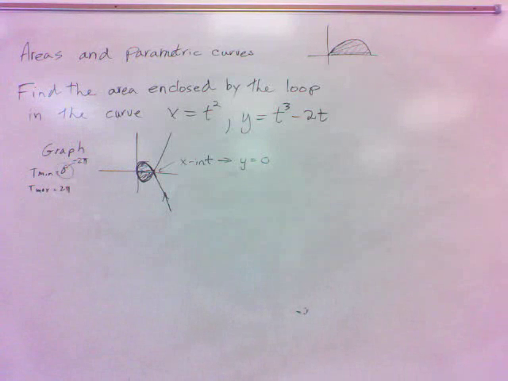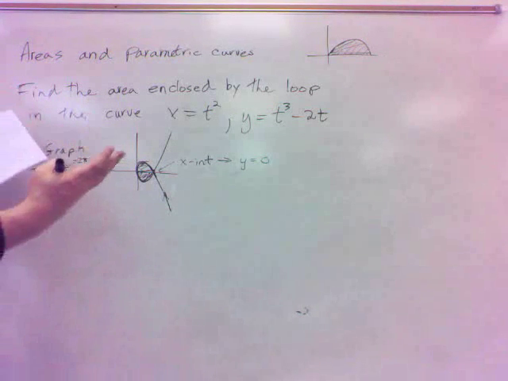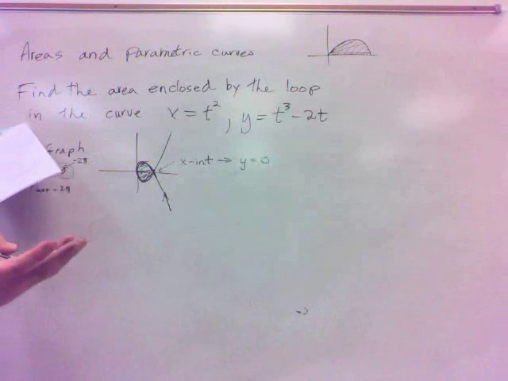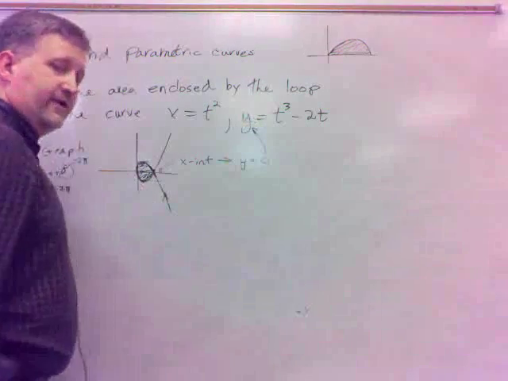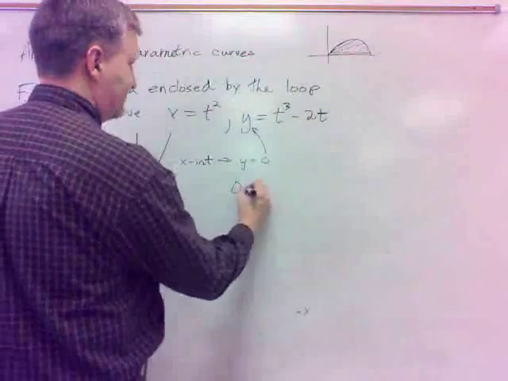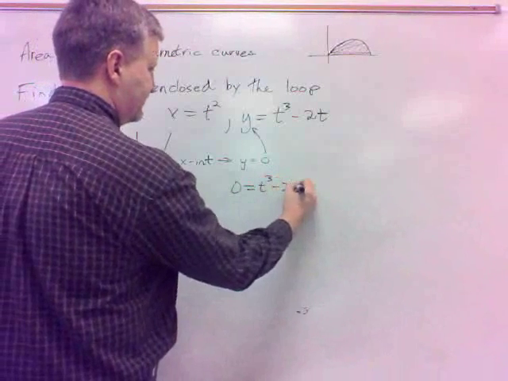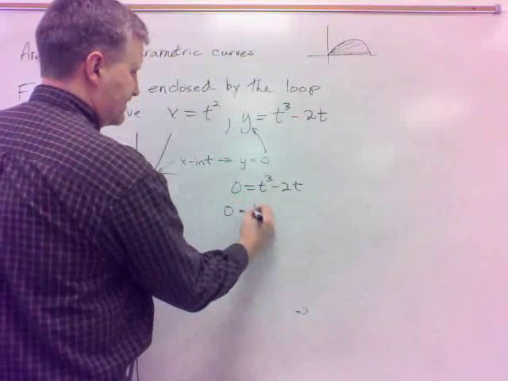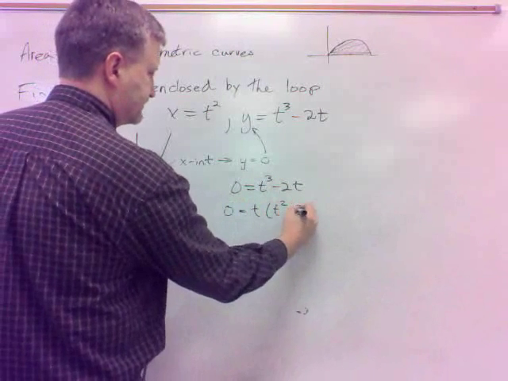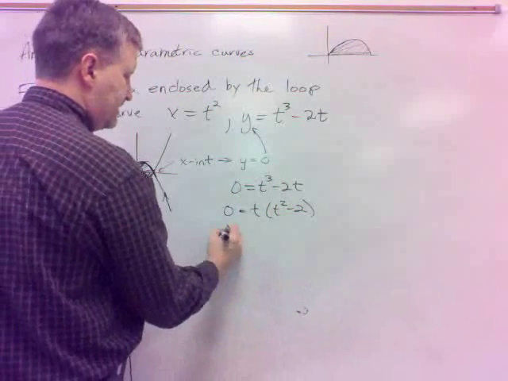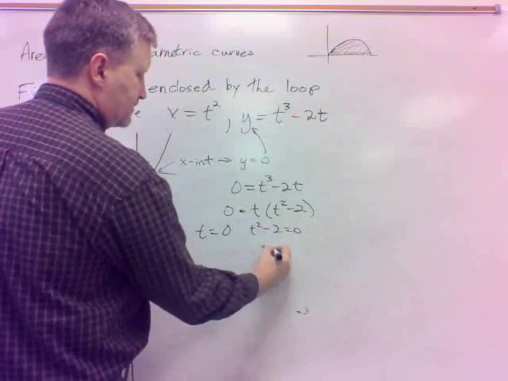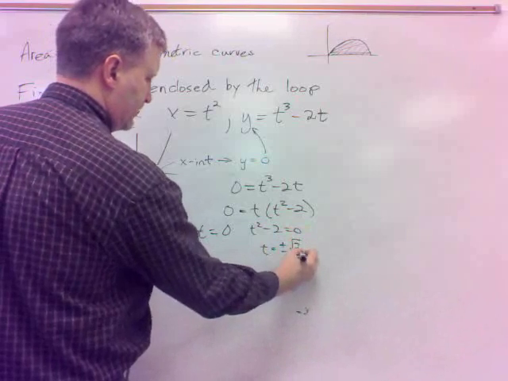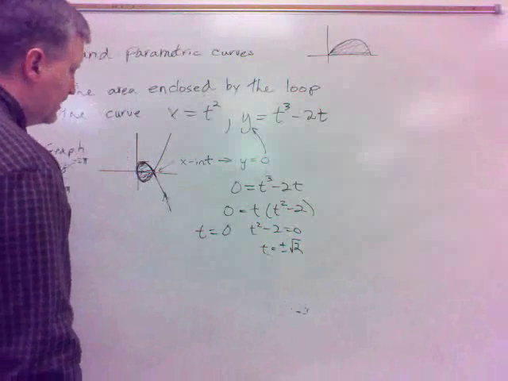I need to know where, for this function, I've got y equals 0. Well, I've got a y equation there. Let's just set y equals 0. Well, that solves out pretty nicely. Factor off the t, t equals 0, t squared minus 2 equals 0. So this would give me t is plus or minus square root of 2, wouldn't it?